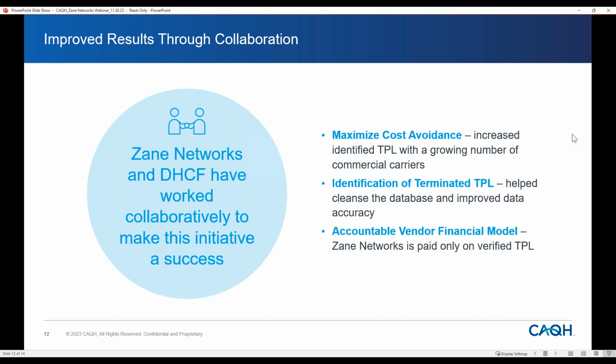We've had instances where there have been records on there that are 2, 3, 4 years old. Actually, just this week, I got a call from them. They found a record that was 8 years old. So the ability to go in there and cleanse it with more up-to-date information about that beneficiary is really important. And then again, the way this model works, the way the contract works is Zane is paid only for verified TPL. So we are incentivized to ensure that we provide an accurate and quality number of verified TPL records to actually get paid.